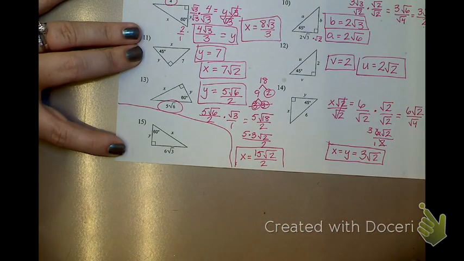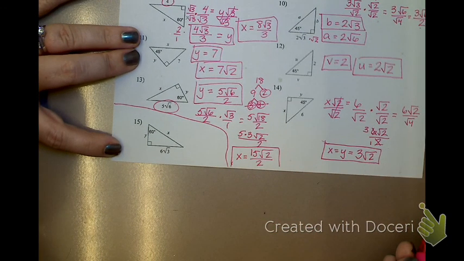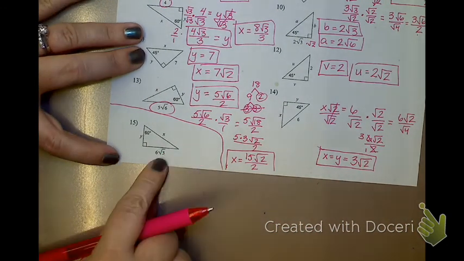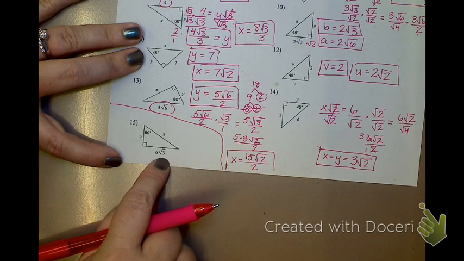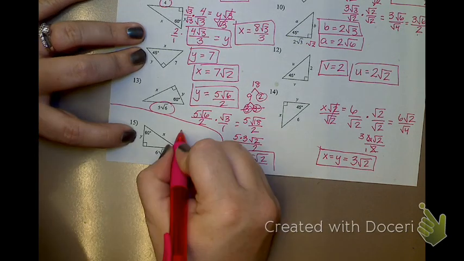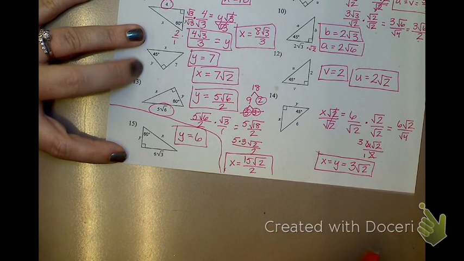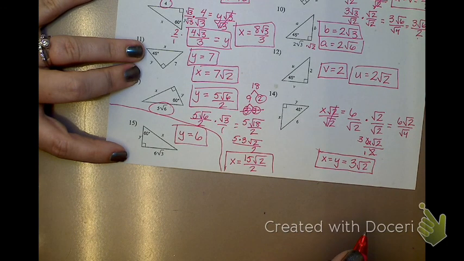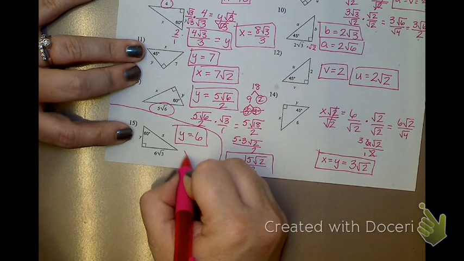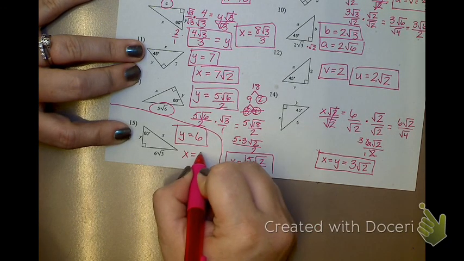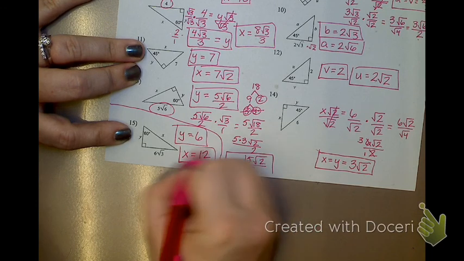So, let's see. Number 15, they give me the long leg, but thankfully the long leg is already in that radical 3 form. So that means the short leg, I just take off the radical 3. That's the same thing as dividing by radical 3. If I divide that by radical 3, the radical 3's would cancel. Once I have the short leg, I just multiply it by 2 to get the hypotenuse. So my hypotenuse is 12.